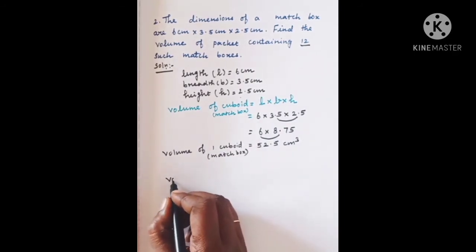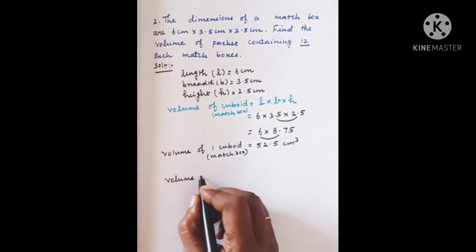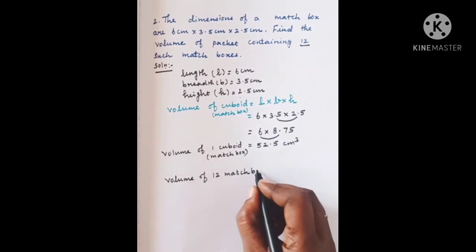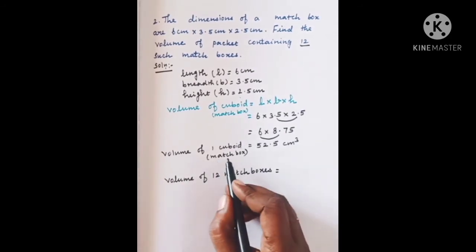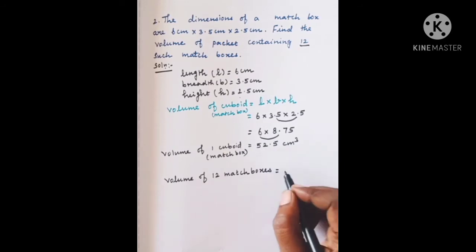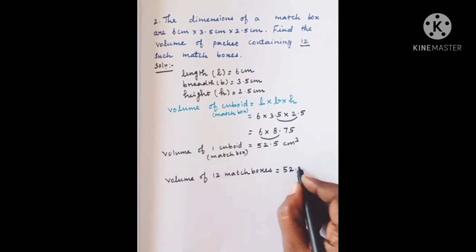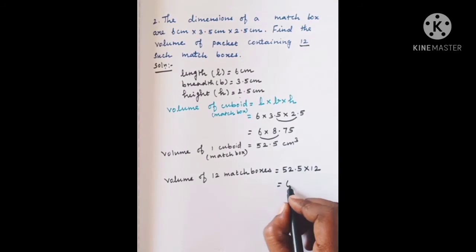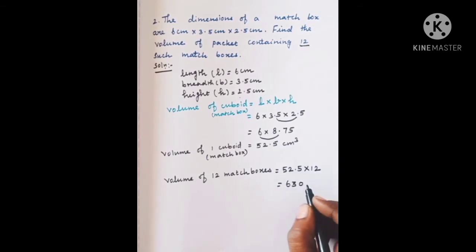So the volume of 12 matchboxes is equal to the volume of one matchbox, 52.5, into 12. We have to multiply this answer by 12. So the final answer is 630. The volume of 12 such matchboxes is 630 centimeter cube. This is the answer for the second problem.